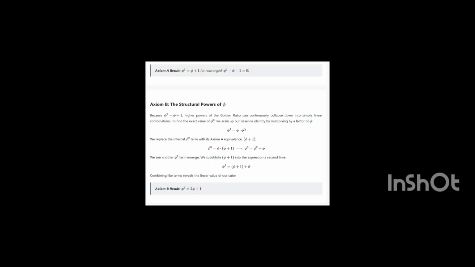Let's understand axiom B. First, take phi cube. So what would be the result of phi cube?